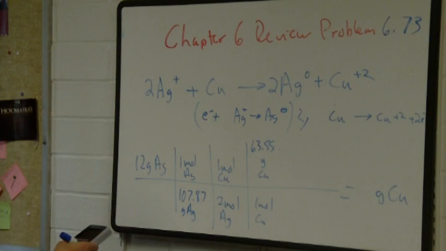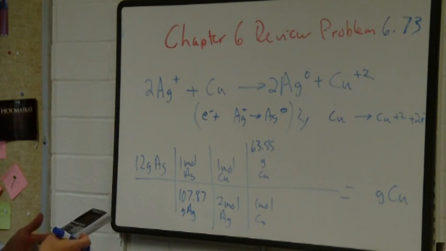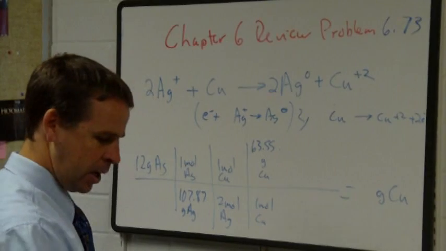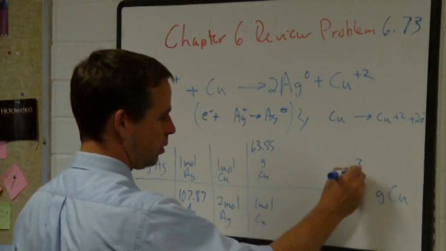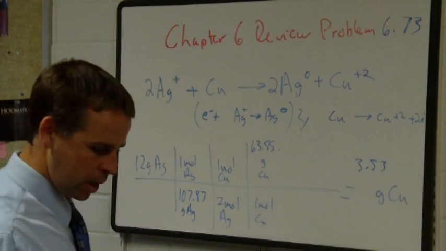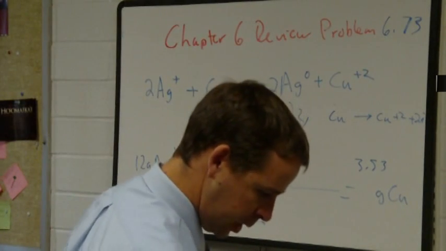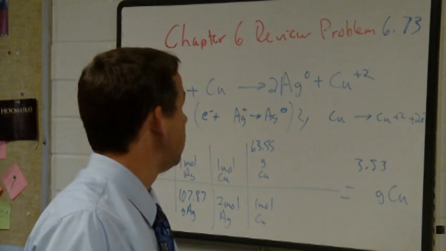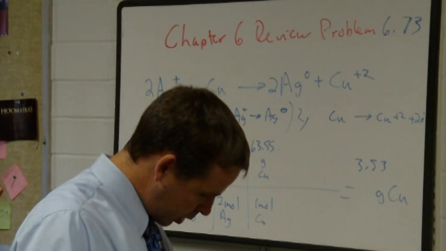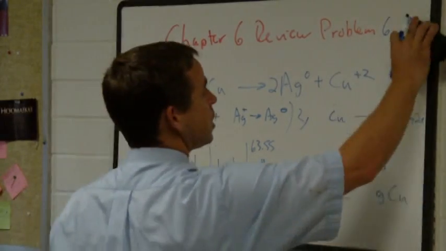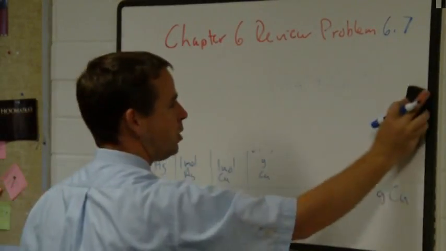So we have 12 divided by 107.87 divided by 2 times 63.55. So that's 3.53 grams of copper. So let's verify. 673, 3.53. Okay. 675 now.